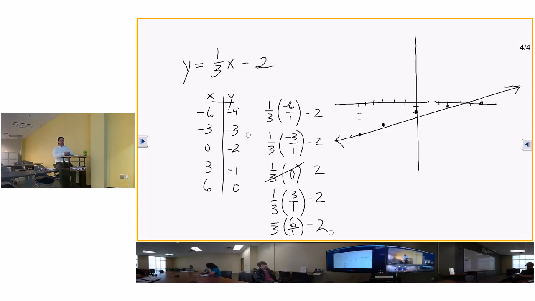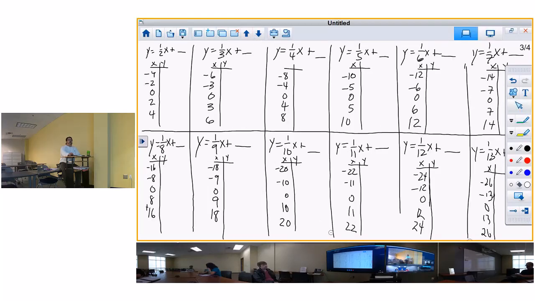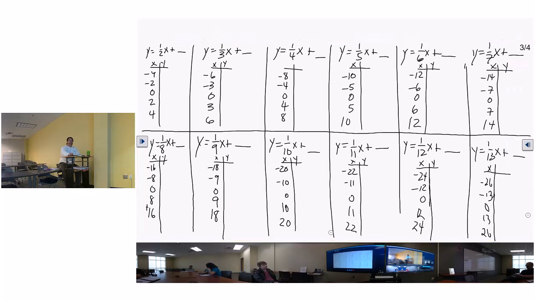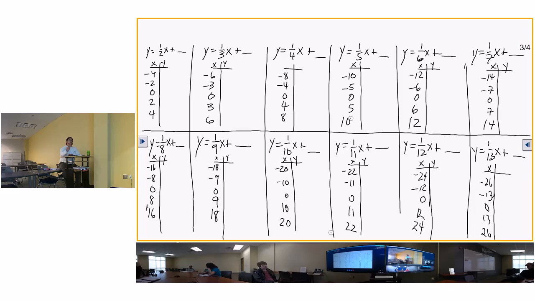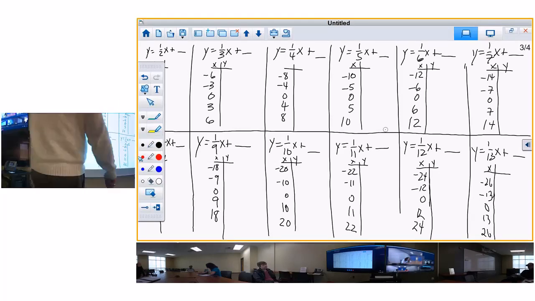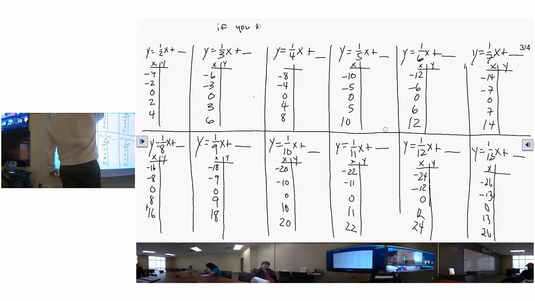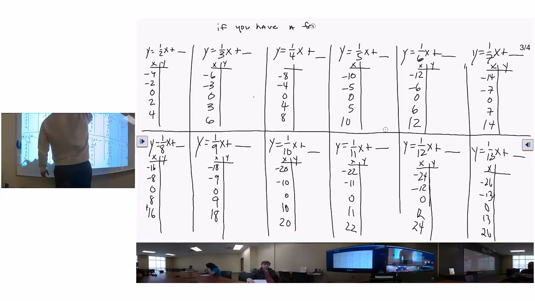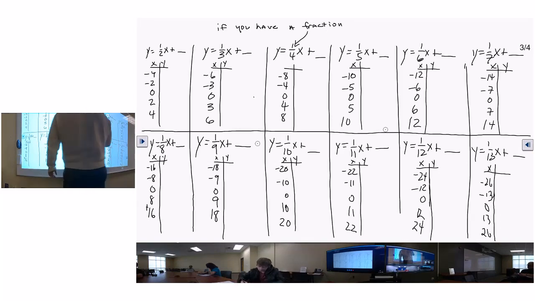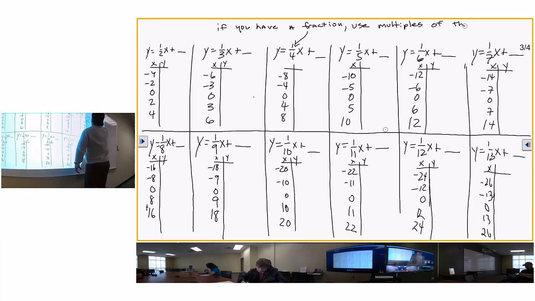But see, the whole purpose for me doing this is whenever you have a fraction, you pick multiples of the what? Multiples of the denominator. So write that down. Because if you don't use multiples of the denominator, you're going to be in trouble. If you have a fraction in the m spot, and we'll get to that later, you use multiples of the denominator.